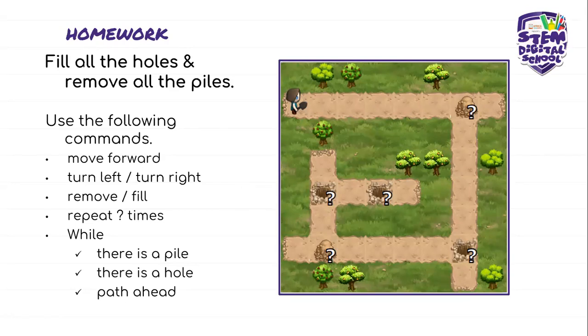Now, what do you have to do here? Fill all the holes and remove all the piles. Okay, now there's a couple of commands that you can use. Move forward, turn left, or turn right, remove or fill, the repeat, how many times, and then while. While there is, because we see there are little question marks, we don't know how many times it's going to take. So try and write that code and send it to me to my email address.